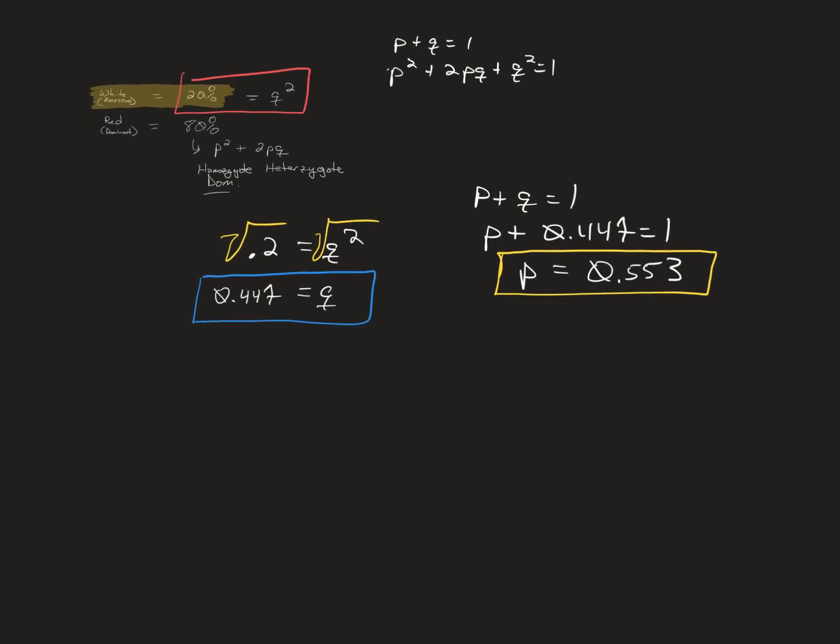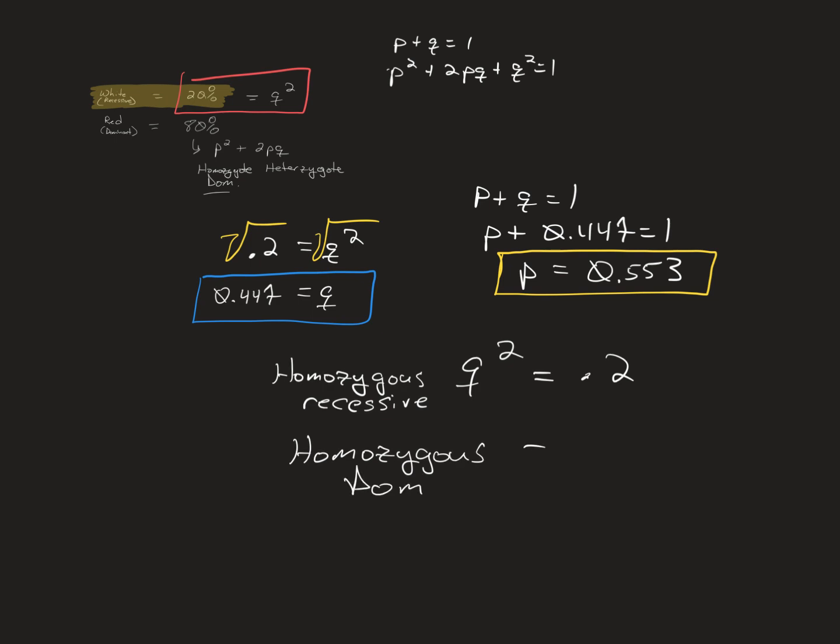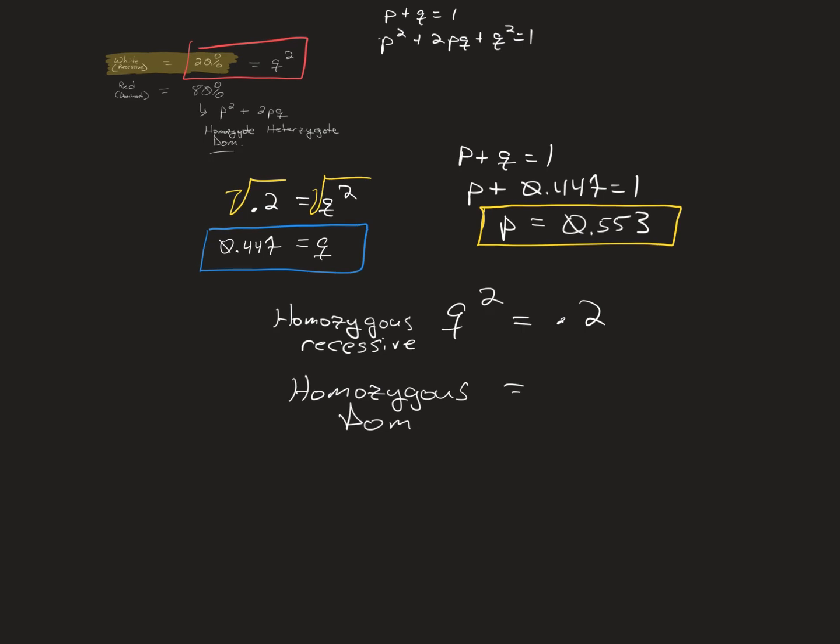So I got P, but that still doesn't tell me my homozygous. So I know my Q squared, which is my homozygous recessive. I was given that, and that equals 0.2. I need to know my homozygous dominant, which equals, I don't know, and I need my heterozygous. Heterozygous is easy now because I got P and Q.